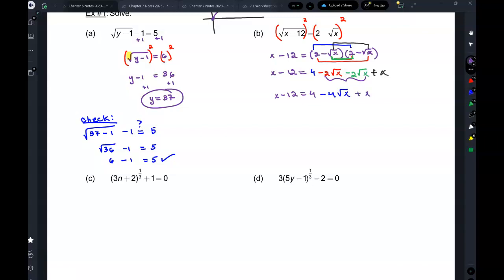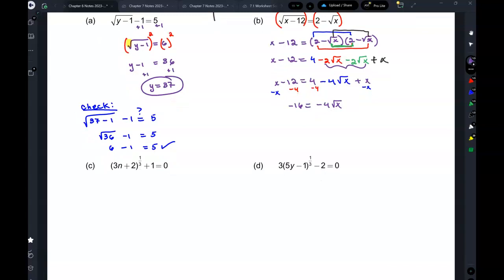Okay, I still have a root, so I have to do this process again. Now what I'm going to do is make sure to make the root alone. So subtract 4, and I'm going to subtract x. So I get negative 16 equal to negative 4 root x. Now, you subtract x by x. Negative x, right? And so those go away. And then I'm also subtracting 4 to make this.